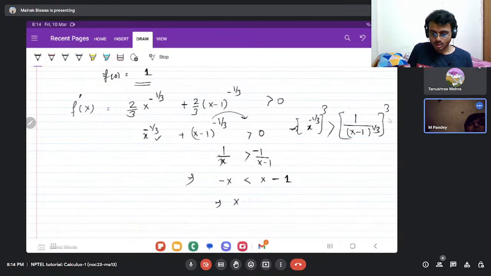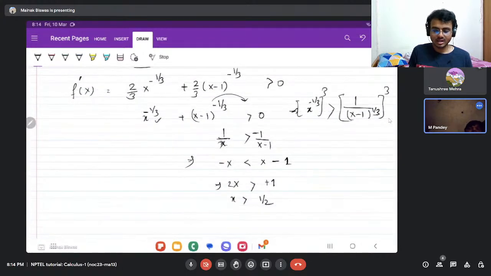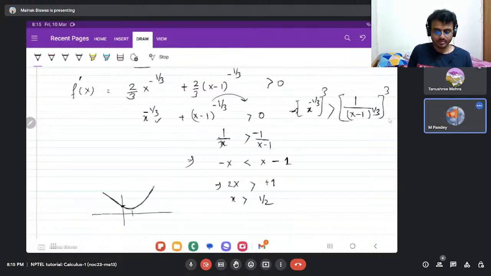So 2x is greater than 1, so x is greater than half. At half, this is 1. After half you have increasing, before half you have decreasing. This is the graph.